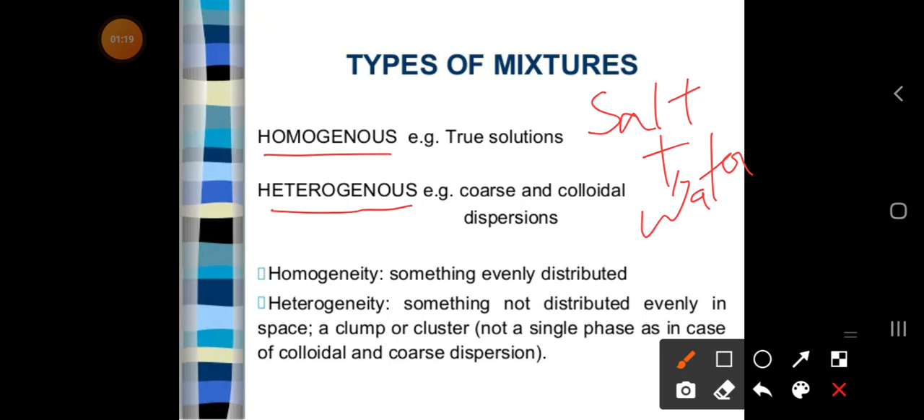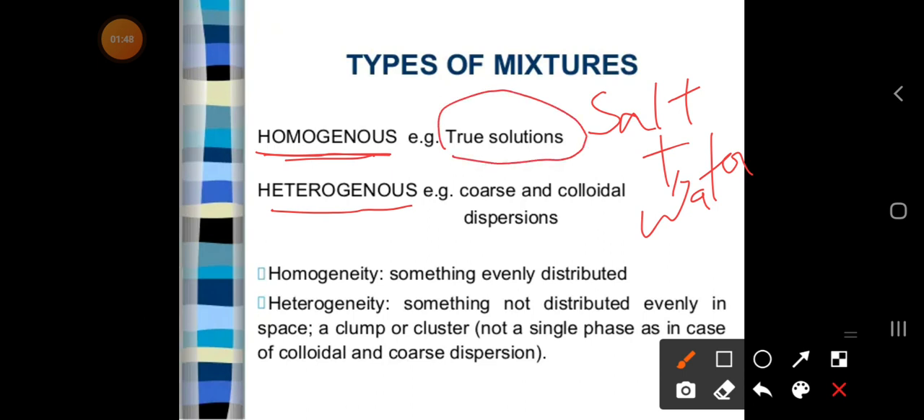Not only that, if you take sugar and add it to water, it is also giving a clear liquid. That is also a homogeneous mixture. Whatever components you add to the water, the solvent, when the solute is added to this solvent, it is giving a clear solution. That we call a homogeneous mixture.